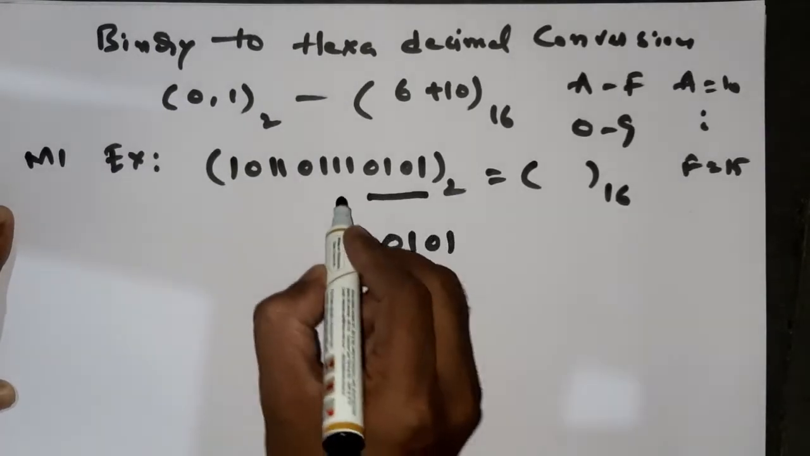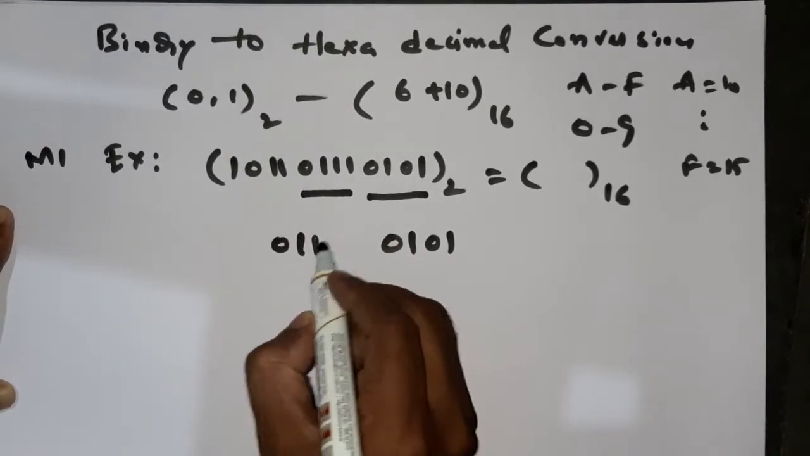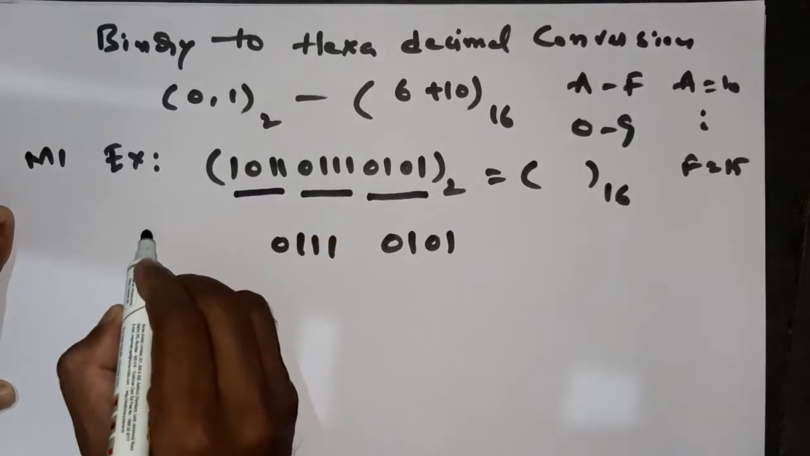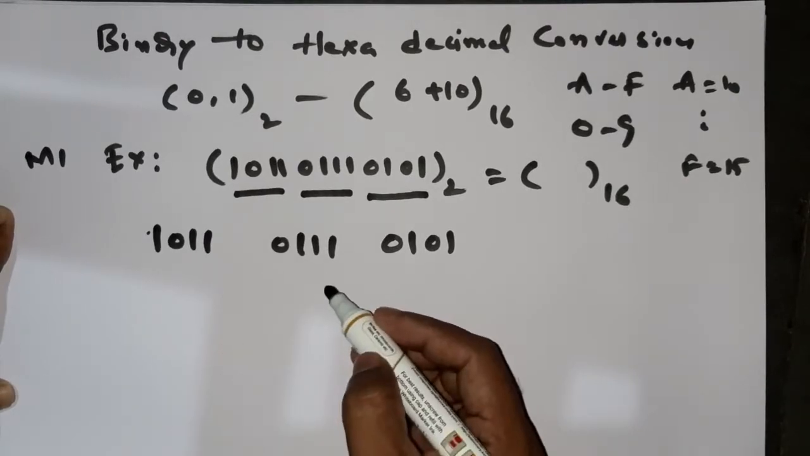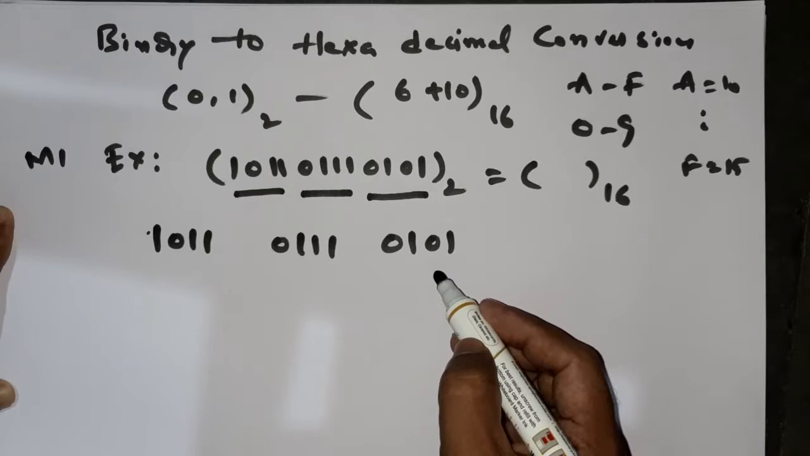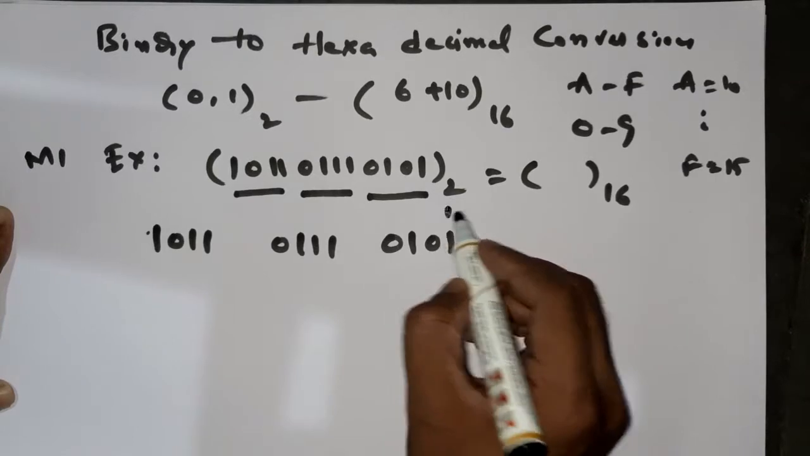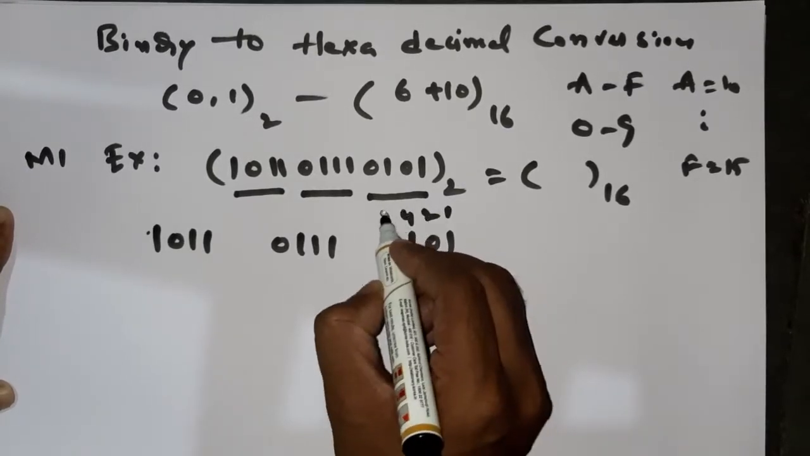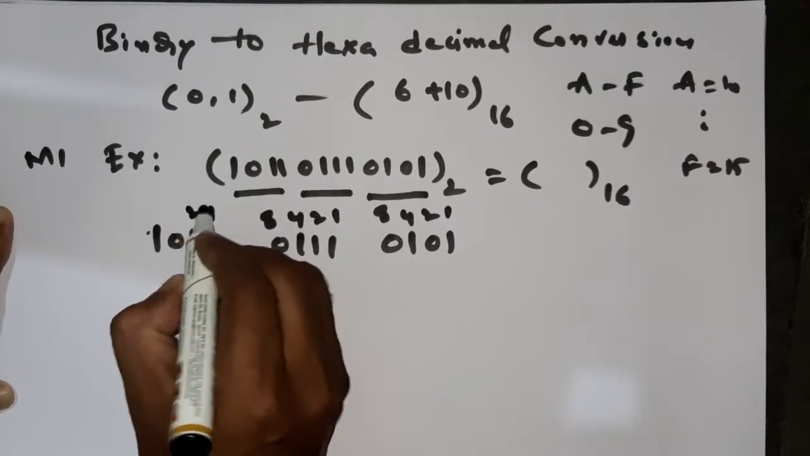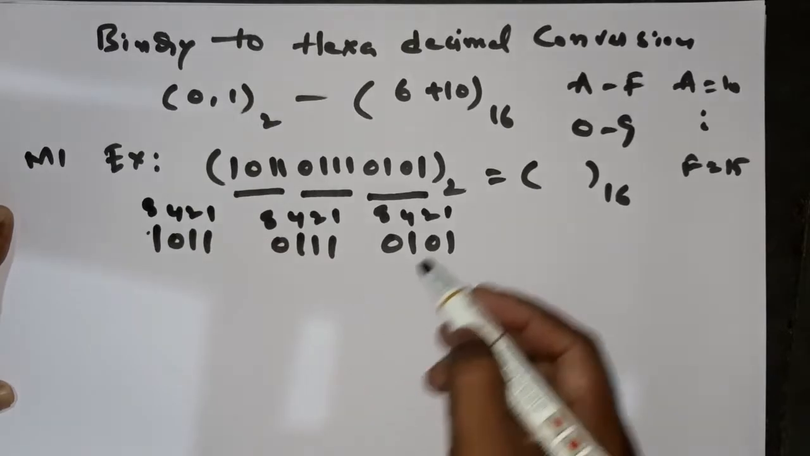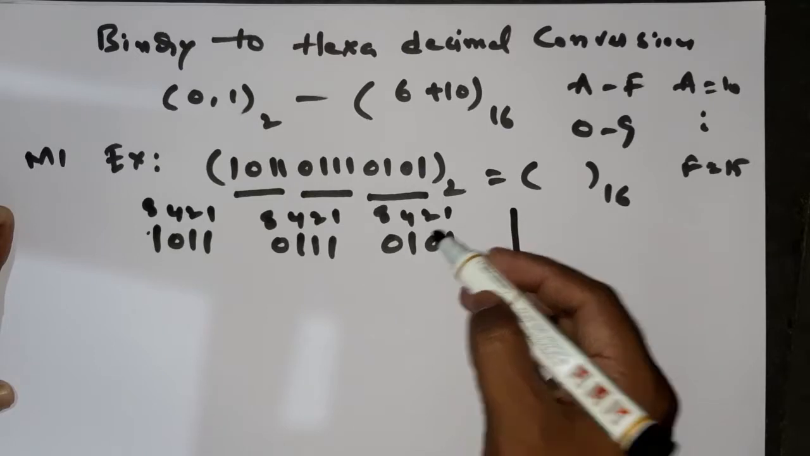0 1 0 1. Next group of 4 numbers, that is 0 1 1 1. Next group is 1 0 1 1. So we created groups of 4 digits. At the top of each group you write down 1 2 4 8, 1 2 4 8, 1 2 4 8. Why we are writing this, I will explain here.